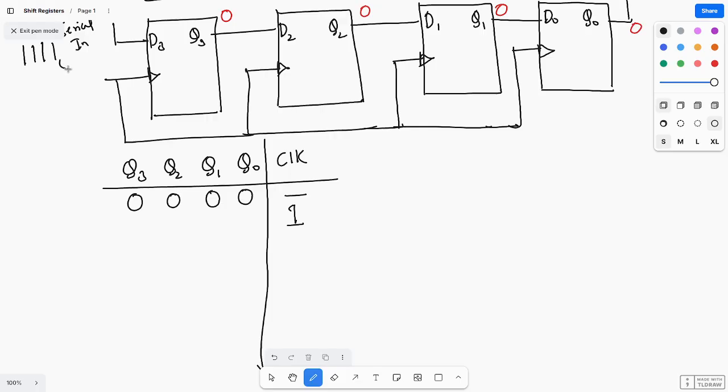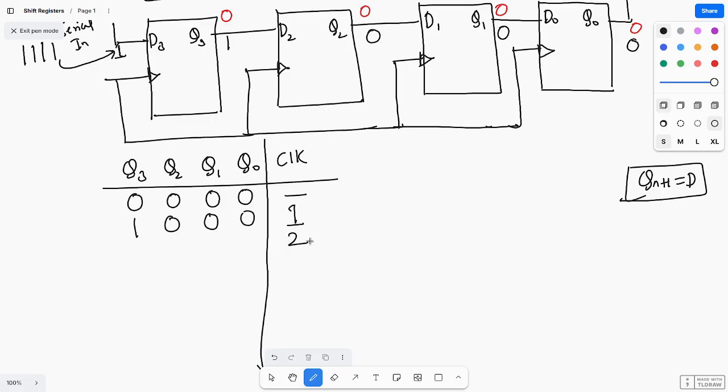Whatever this data is there, this data will become D3. One will come here, and zero will be there, zero will be there, and zero will be there. So that means one will come here. You know that a D flip flop is a sequential buffer. Whatever input you are giving, you are getting as output. We already saw that for a D flip flop, Q next equals D. Whatever input is given, you get the output, so that will be shifted. At the first clock pulse, you are getting 1000.